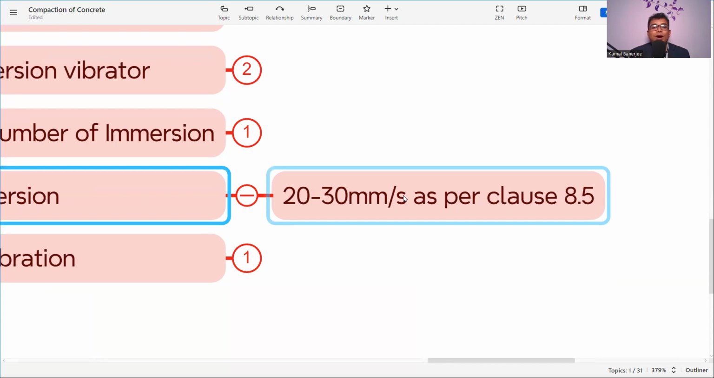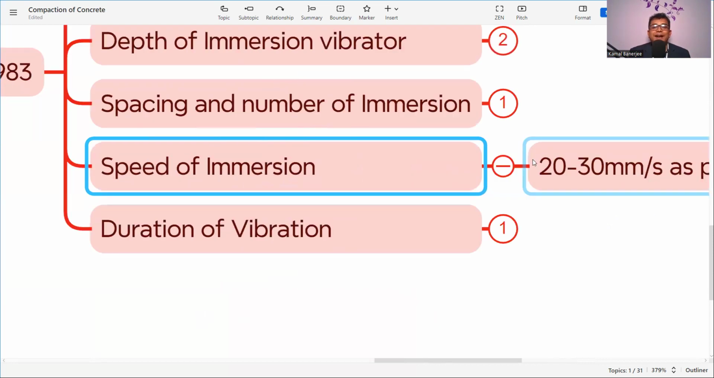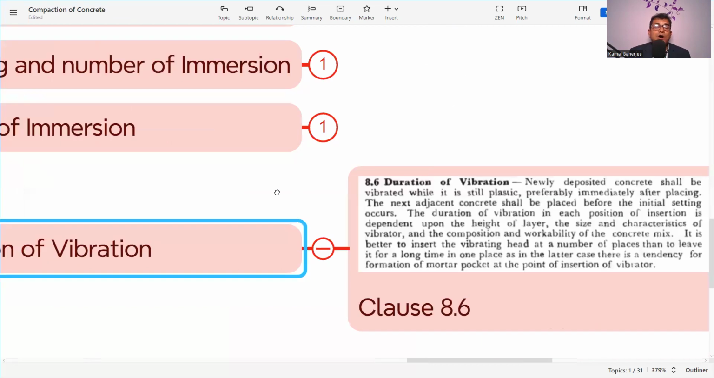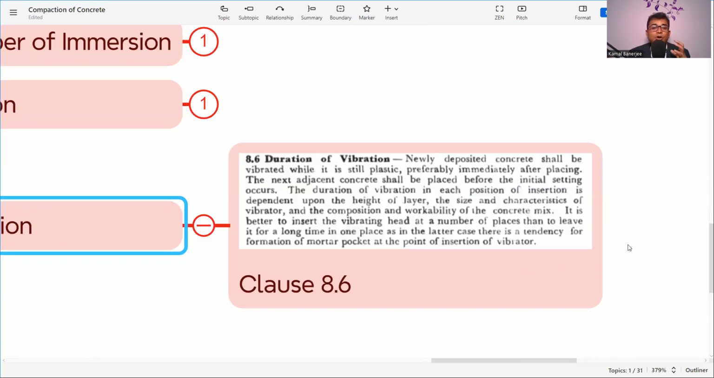Don't leave it to the worker. You need to be vigilant and monitor the depth, the spacing, the speed, everything, to get the desired strength and durability. Then duration of vibration. What will be the duration of vibration? How long will we do the vibration?